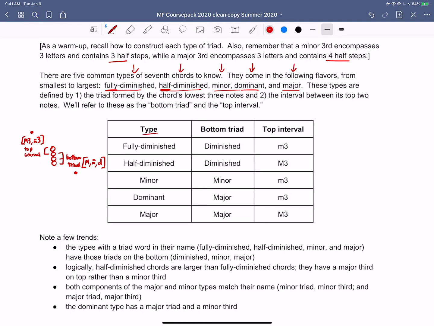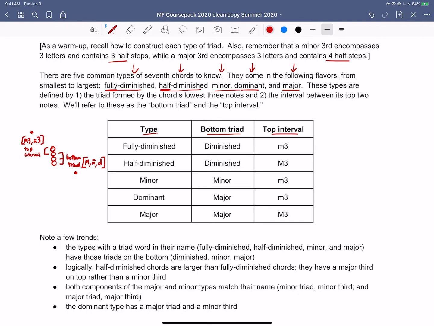In the first column, we have the different types in order from smallest to largest. And in the next column, we have the bottom triad. So what are the bottom 3 notes? What do they add up to in terms of a triad? And then we have the top interval in the final column. So whether it's a minor third with a lowercase m or a major third with a capital M.